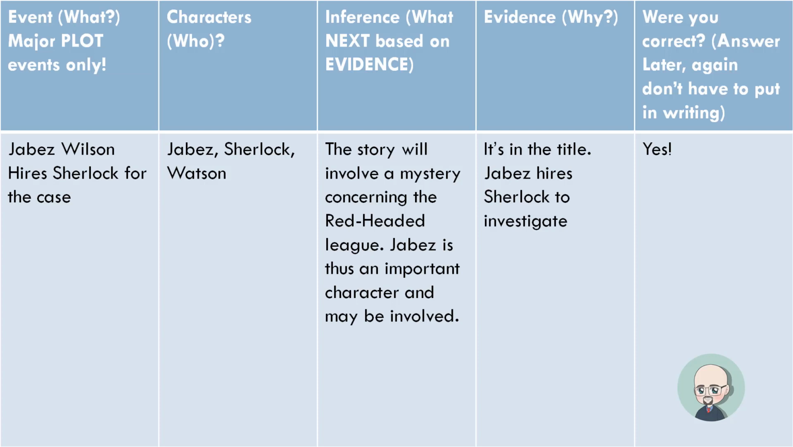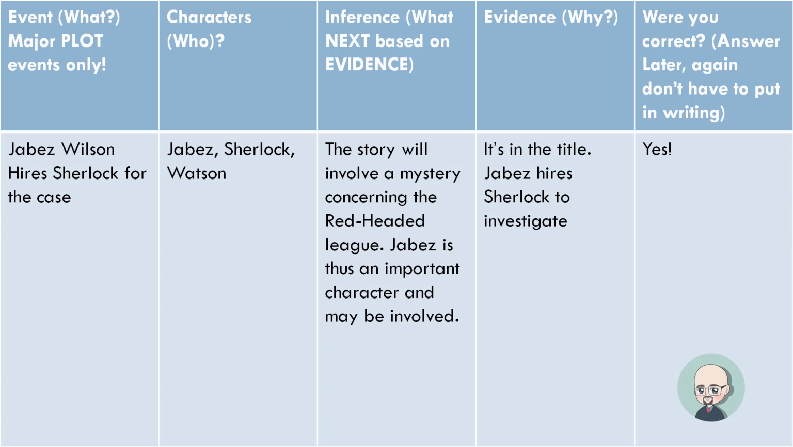In the event column, I have Jabez Wilson hires Sherlock for the case. Characters, Jabez Wilson, Sherlock Holmes, and Watson. The inference, what happens next based on the evidence? Well, the story will involve a mystery concerning the Red-Headed League. Jabez, since he hires Sherlock Holmes, is an important character and may be involved in this mystery somehow. Evidence, it's in the title. It's called the Red-Headed League. And Jabez hires Sherlock Holmes to investigate. So, Sherlock Holmes is probably going to go investigate the Red-Headed League, and maybe Jabez Wilson plays some part in this.